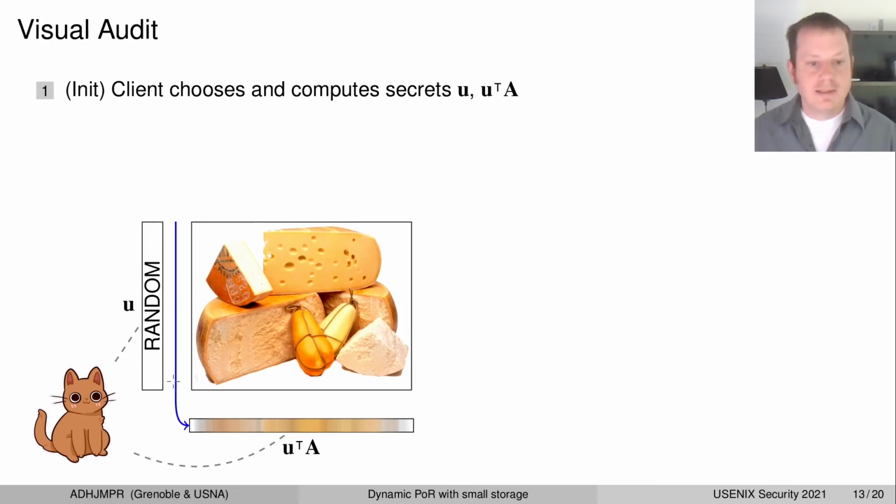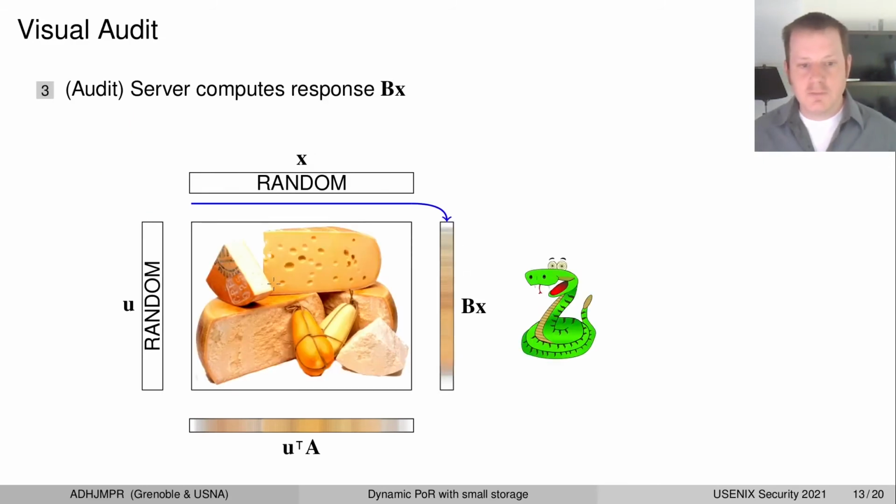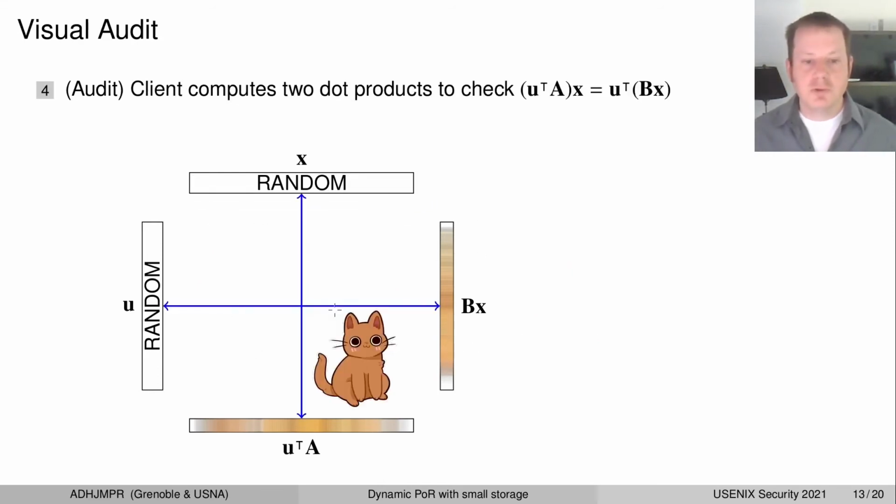So when the data is then offloaded to the server, now during an audit, the client doesn't have the data anymore. They choose a random vector X, send that to the server, who computes their own linear combination of the columns. So that's this BX over here, and sends that back to the client, who now computes two dot products to check. And if they match up, then that proves that the server still stores all the data intact.